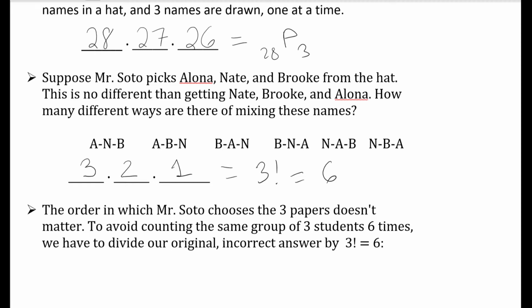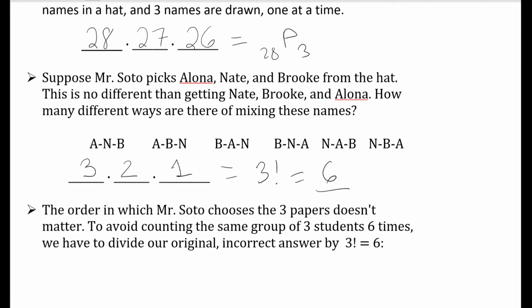Now remember that the order in which Mr. Soto chooses the 3 papers doesn't actually matter. So to avoid counting the same group of 3 individuals 6 times, which is what I found on top here, we have to divide our original incorrect answer by 6.